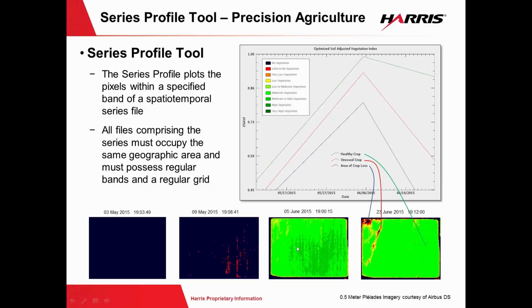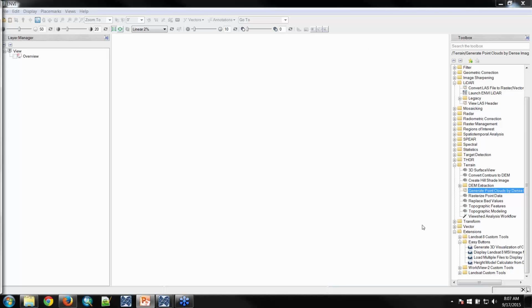Our series profile tool can really help us pick this out. We can see steady growth up till June 5th. And then sometime between June 5th and June 23rd, not a single part of this field has increased its vegetation health. So this will help us see things from the air that might not be readily visible from the ground. So let's go ahead and demo some of these raster series tools.